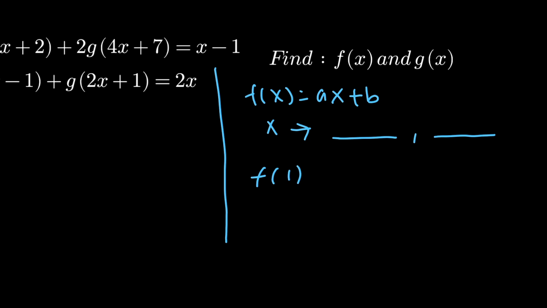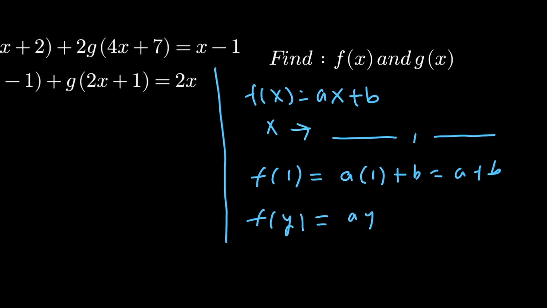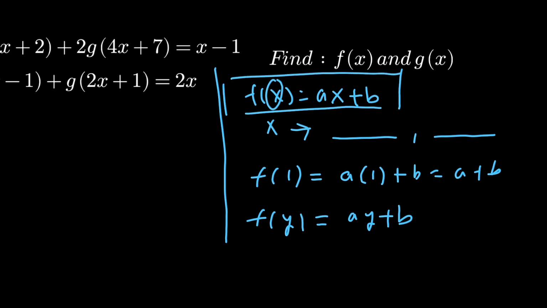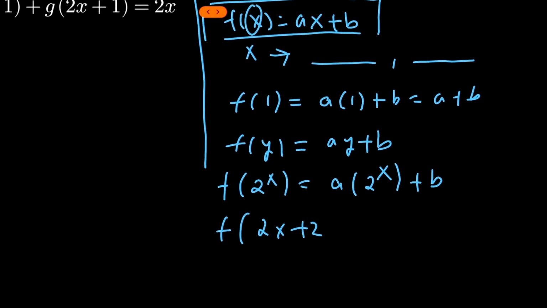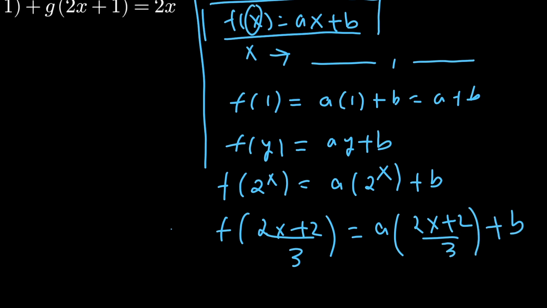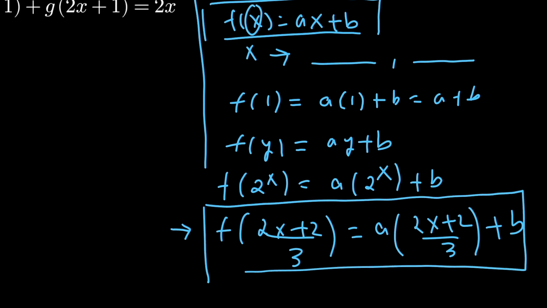Like in this, the value of f of 1 would be a into 1 plus b, that is a plus b. Similarly, the value of f of y would be ay plus b. We can replace the variable in this whole equation with whatever we want. We can even write f of 2 to the power x equals a into 2 to the power x plus b. We can even replace the variable with something like 2x plus 2 divided by 3, so the right hand side will turn out to be a multiplied with 2x plus 2 divided by 3, plus b. You can see that the variable in a functional equation can be replaced with anything. We need to just put that value according to the pattern.